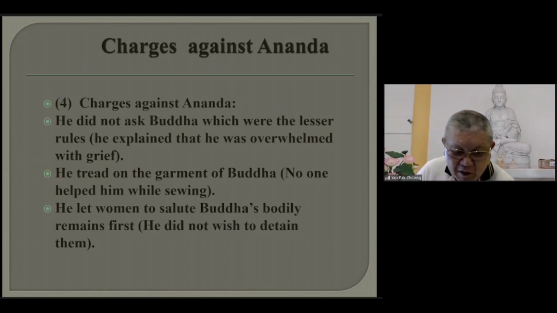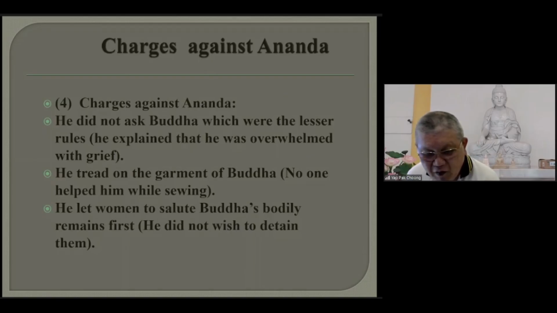So the third charge: people accused him again. The monks who attended the meeting accused him: why did you let the women salute Buddha's body first? The incident happened when Buddha passed away in the Sala Grove, between two Sala trees. Then Ananda informed the people in the town there, Kusinara. So women, children, everybody came to pay last respect to Buddha. Why not? It was full of people. So Ananda allowed the women to salute the Buddha's remains first. Why? He should have asked the monks or other people first.